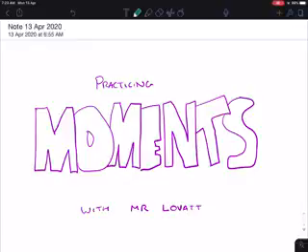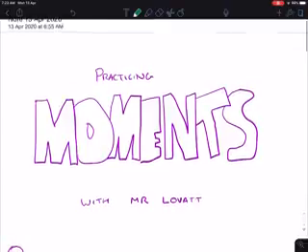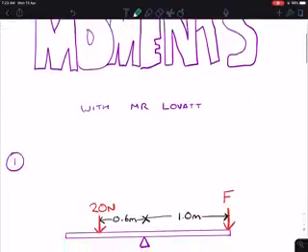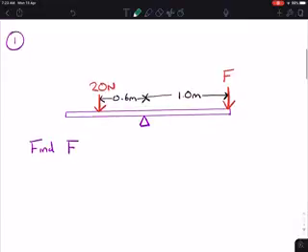Hi guys, this is a video to help you practice moments questions for IGCSE physics. In each one of these questions, I'll show you the question and then you'll have to find the missing force, F, and then you can pause the video and figure it out for yourself, and then I will do the working out. So here's question number 1.